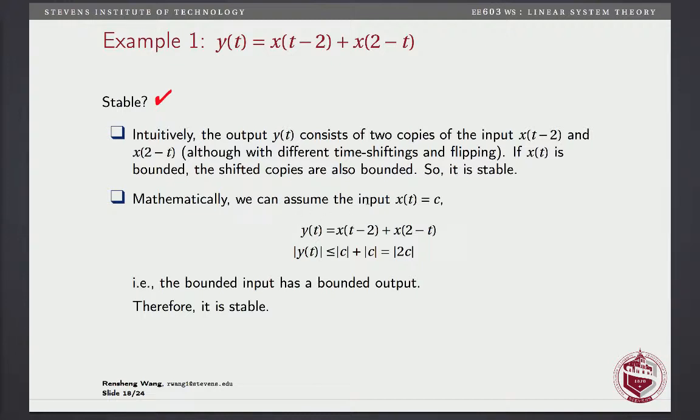Mathematically, we can use something like this. Let's assume the input x(t) is a constant c. So what's the absolute value of y(t)? That's very simple. It's 2 times c, taking the absolute value. You see, you have a bounded input, and the output is also bounded. So this is a stable system.